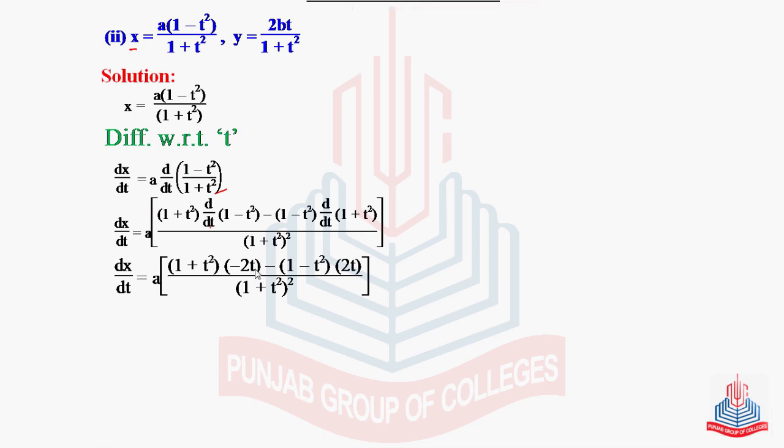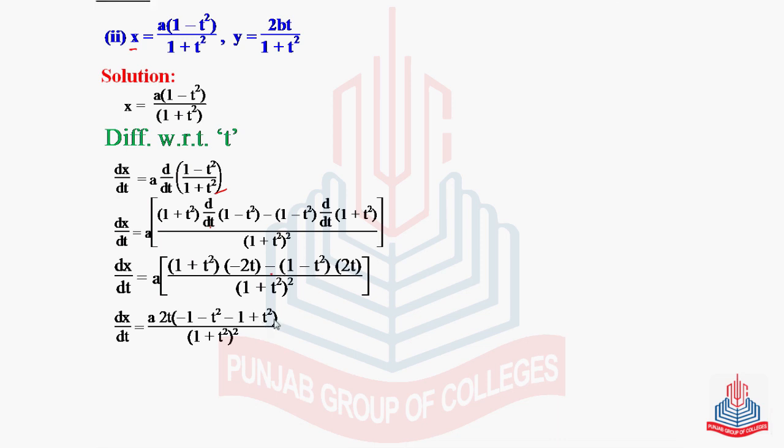Minus (1 minus t square) will be as it is, and for the derivative of 1 plus t square, the derivative of 1 will be 0, and the derivative of t square will be 2 into t. So now we can take 2 into t as a common factor from both of these two terms. So 2t is the common factor. We have minus 1 and this minus t square, and minus into minus will be plus t square.